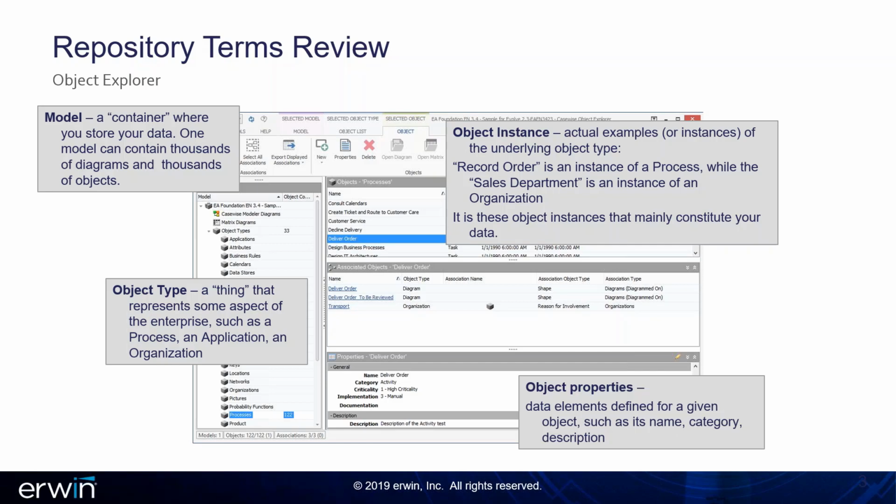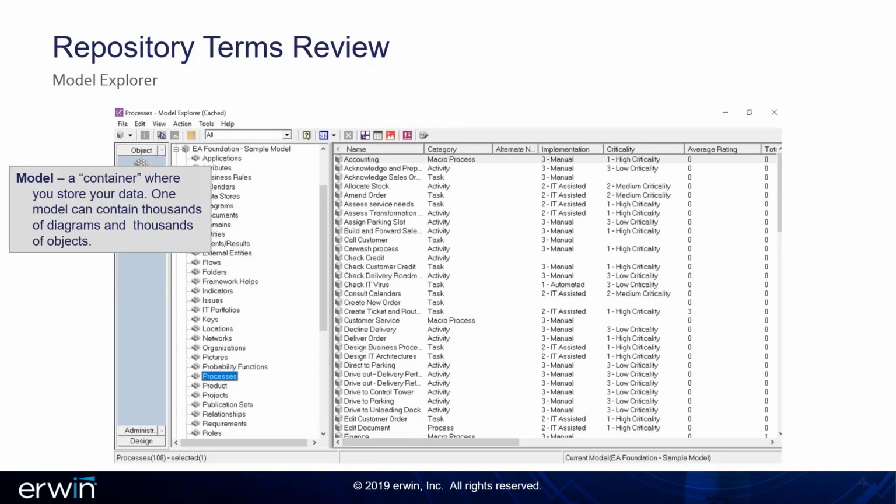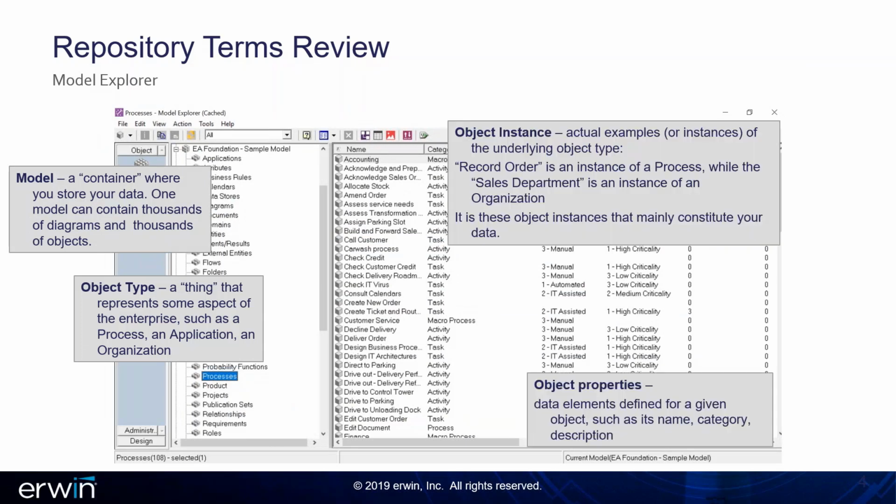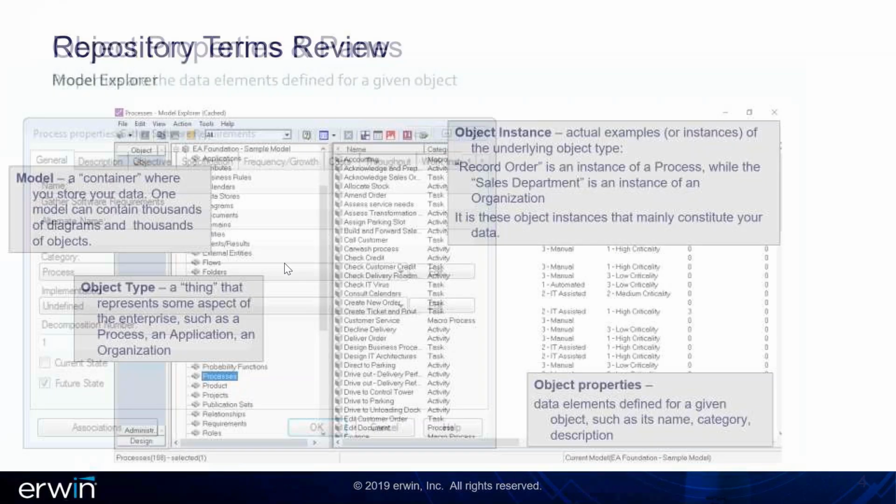You can also view this information in Model Explorer. So in Model Explorer, you can also see the models, the object types, object instances, and object properties. You can actually see here the object properties are shown by these columns such as category, implementation, criticality, things like that. So these are different properties right here.